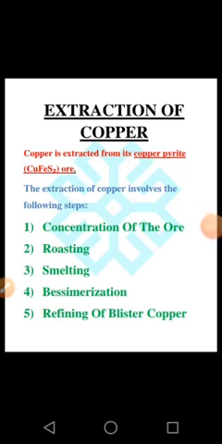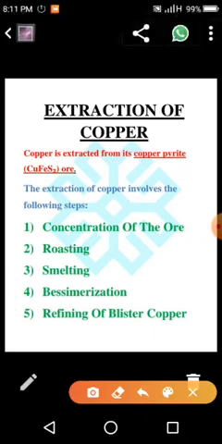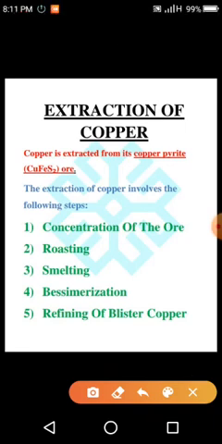Today, we are going to cover another important topic of chemistry, that is extraction of copper. As we know, metals are extracted from their ores. There are various types of ore, as we have studied in aluminium, that there are a few ores of aluminium, out of which the cheapest ore was used for aluminium.